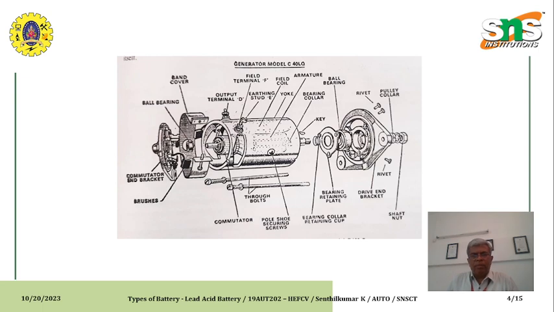Look at this diagram. This diagram shows a typical alternator or dynamo used in automobiles. Here there is an armature, like a shaft, mounted between the bearings. An end ball bearing is used. There is a cylindrical part in that, and the magnets are fixed while the armature is rotated.